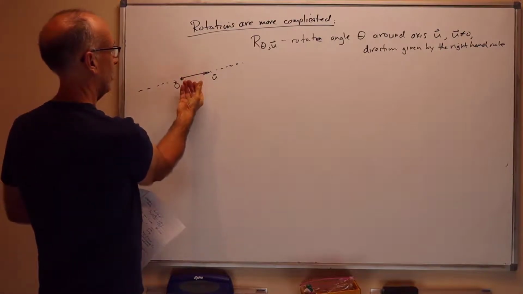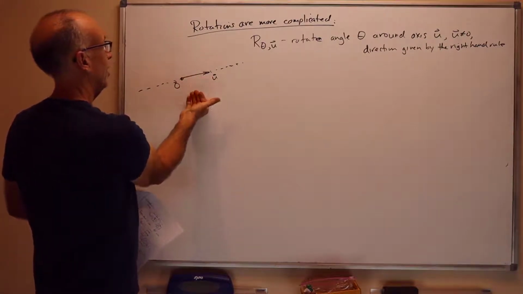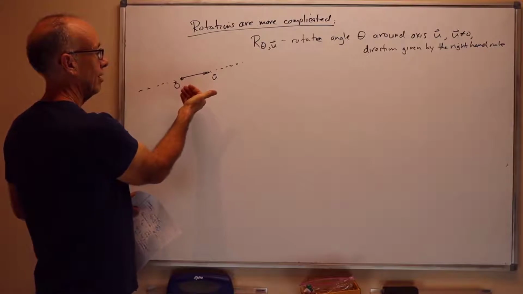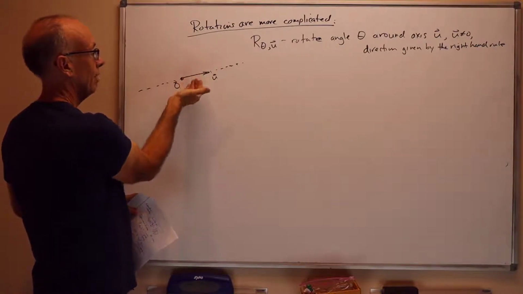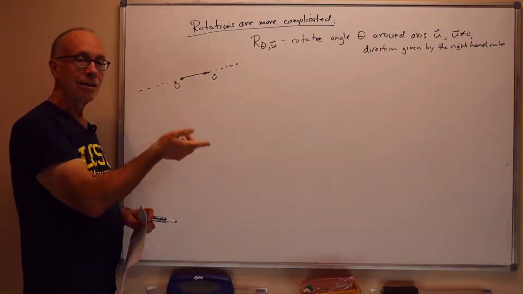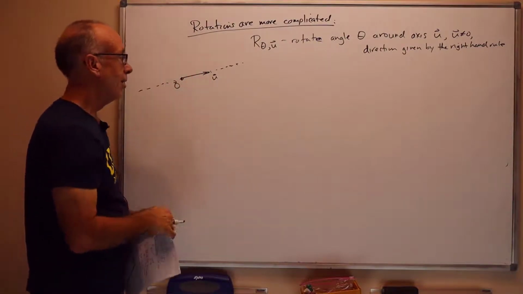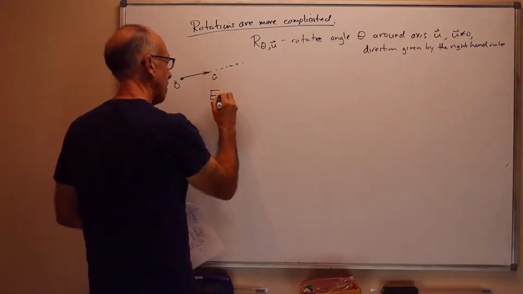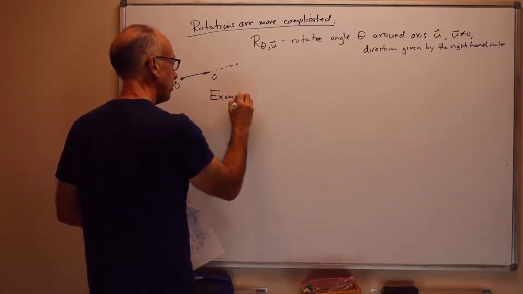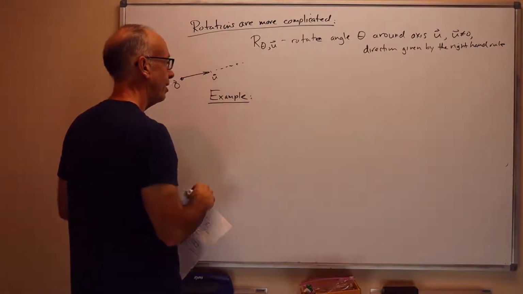I grab onto the u vector with my right hand, thumb pointing in the positive direction of the u vector. The curl of my fingers tells me the rotation direction if I'm using my right hand. So the direction is given by the right-hand rule. So let's do an example of this. And we'll do more examples in later classes.